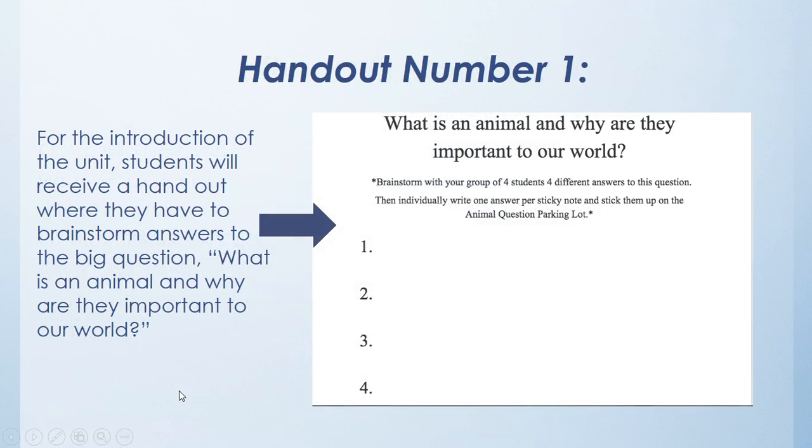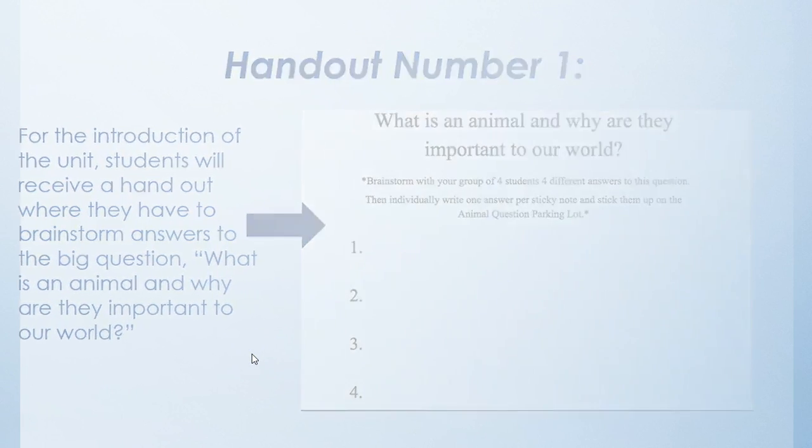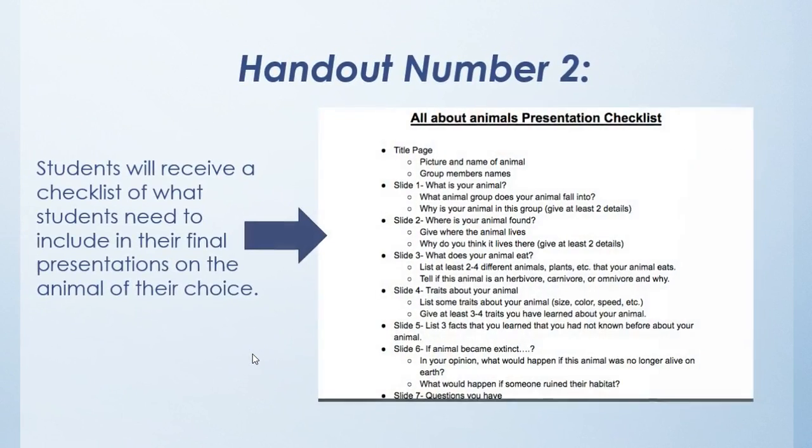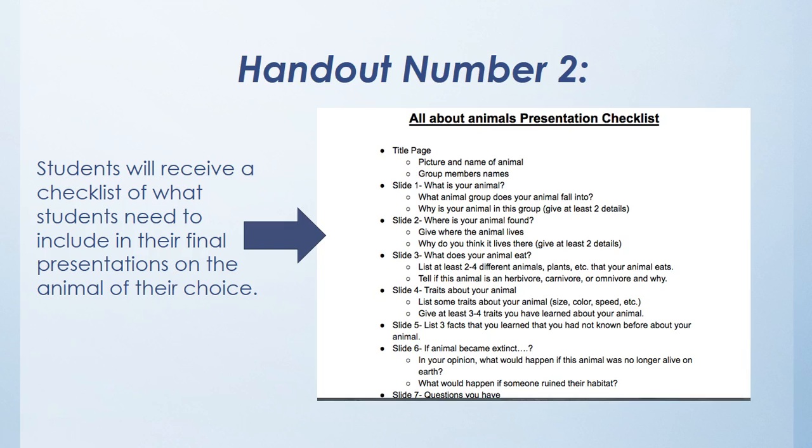Here is handout number 1. This is the introduction, when students have to answer the question of why an animal is important to our world. Here is handout number 2. Students will receive this checklist of what they need to include in their final presentation on the animal of their choice.